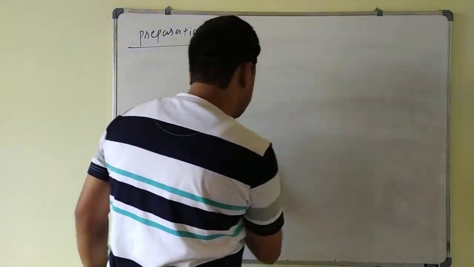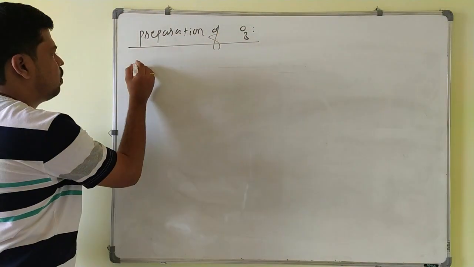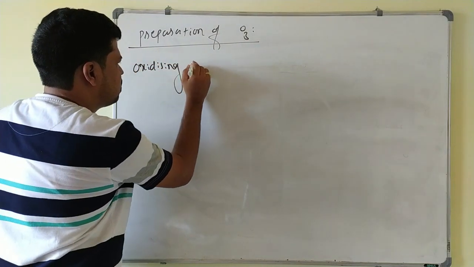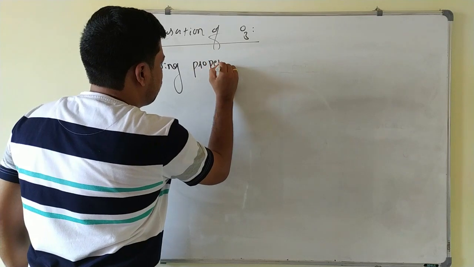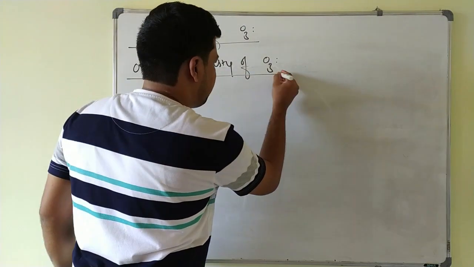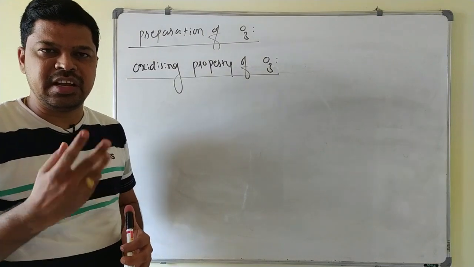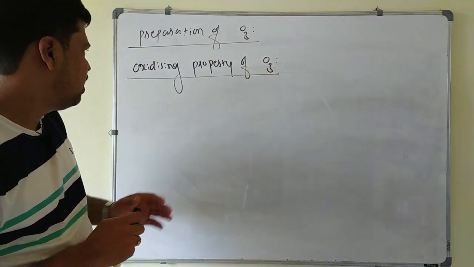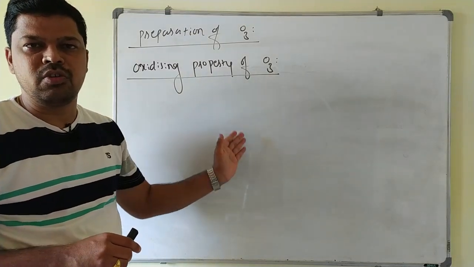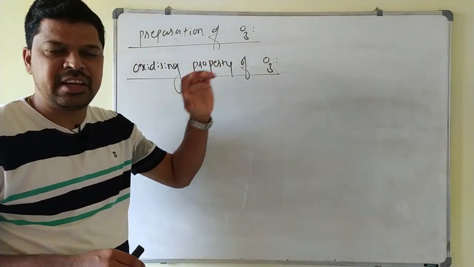Oxidizing property of O3. Now see here. Already we know what an oxidizing agent is: the species which gives nascent oxygen. Here also we know that O3 is thermally unstable and readily decomposes to give dioxygen and atomic oxygen, nothing but the nascent oxygen. Hence O3 is acting as an oxidizing agent.